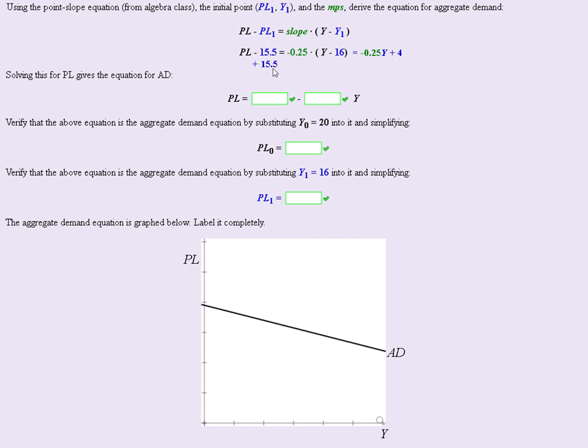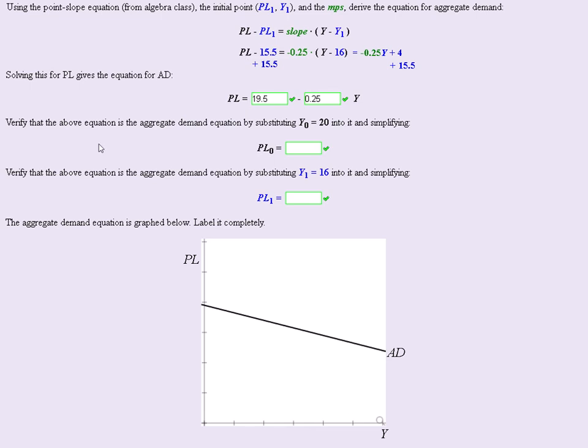So now I'm just adding 15.5 to both sides. And I get a price level intercept of 19.5, which is right there, and a slope of negative 0.25. So I'm just solving the point slope for this price level.